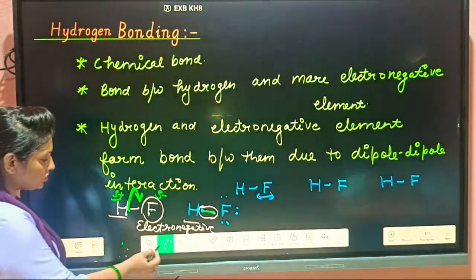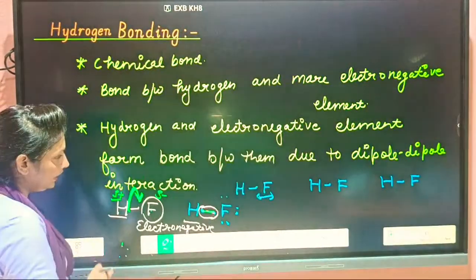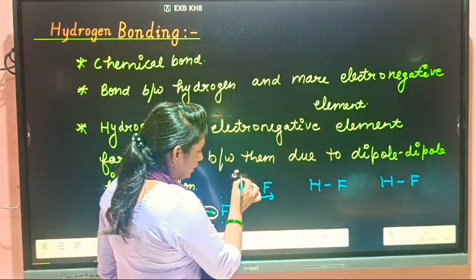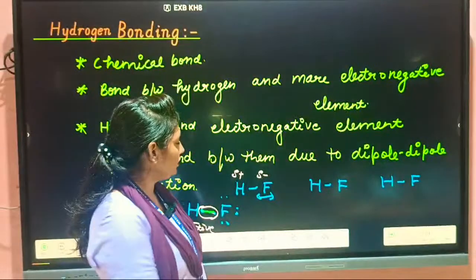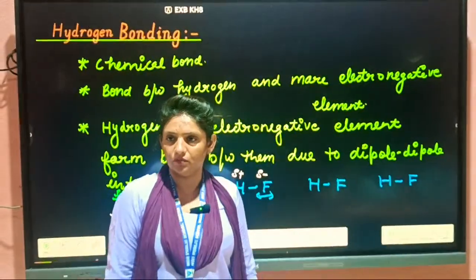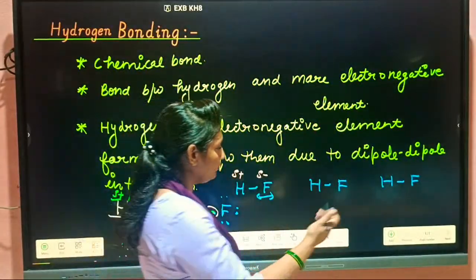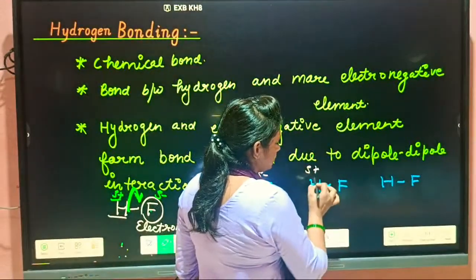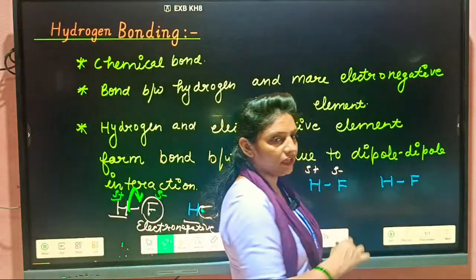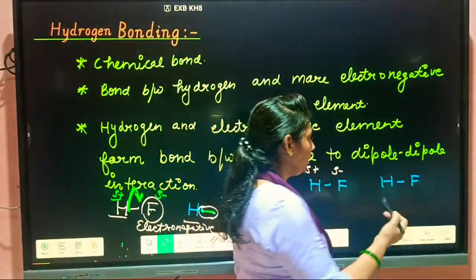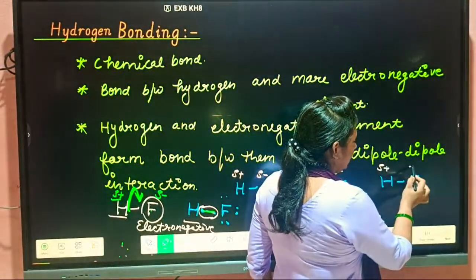Then what will happen, students? Here, partial positive charge is attained by hydrogen and partial negative charge is attained by this. Here in the second molecule also, partial positive charge at hydrogen and negative charge at fluorine. In the third molecule also, it will happen.